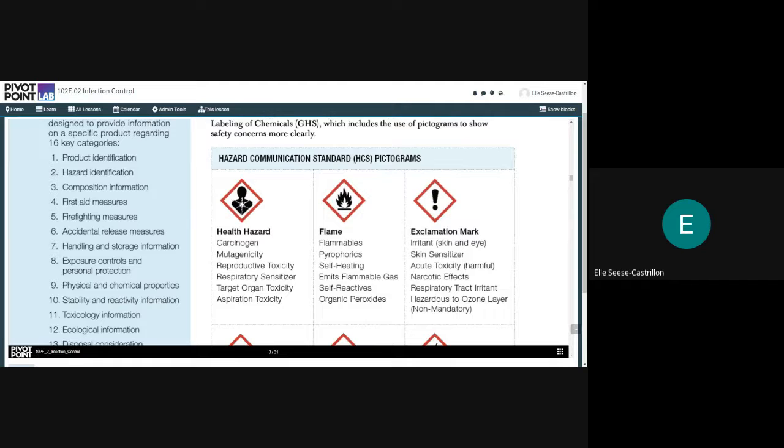So if you look at the first one, it says health hazard. It's a carcinogen, so it's cancer causing. It's mutagenicity. It's reproductive toxicity. It can have aspiration toxicity. So pretty much health hazard all around. It's not good for the body. It's not good for you to breathe in, for respiratory as well. If it has a flame, again, simply it's going to be flammable.